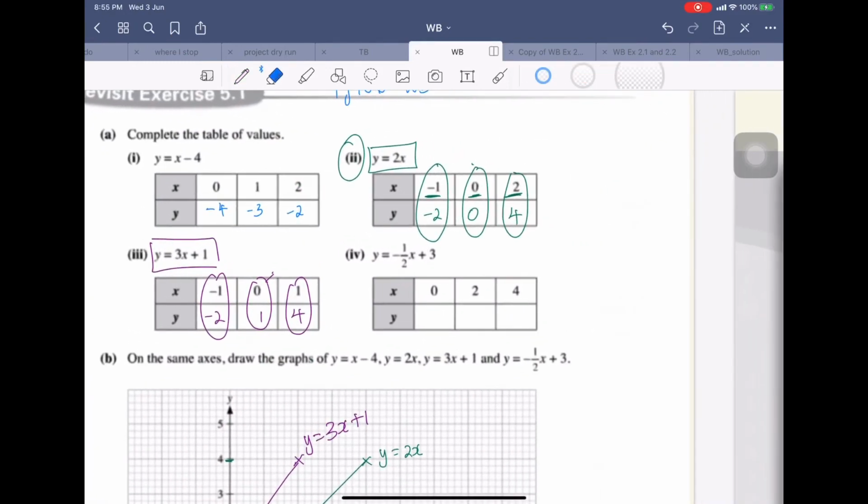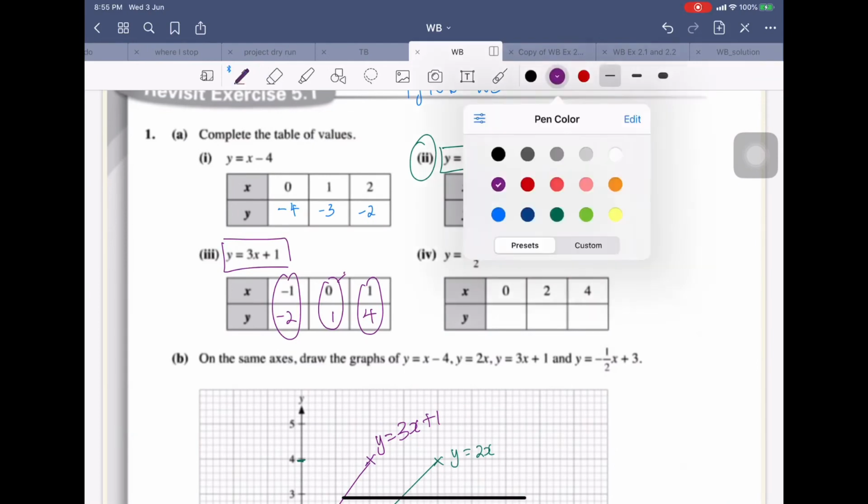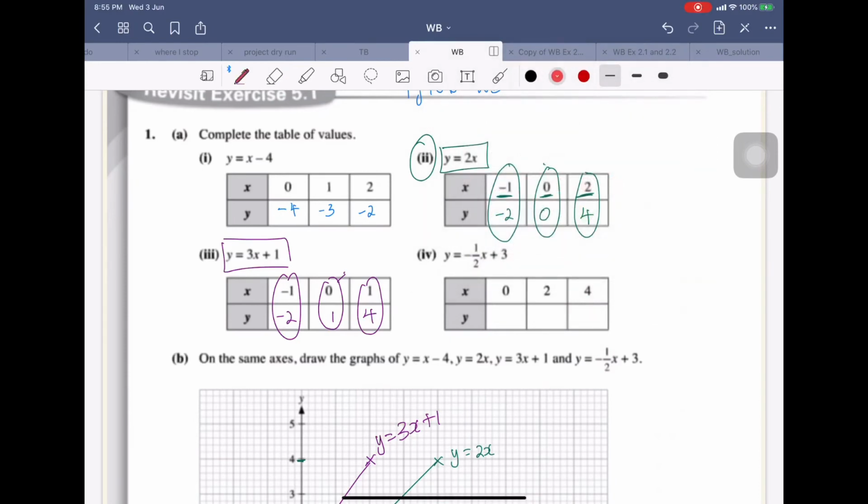Let's look at part 4. For part 4, we do exactly the same thing as what we've been doing. So I will sub x equals 0 into y equals negative half x plus 3. So I replace x with 0. You can use your calculator. So y is 3.